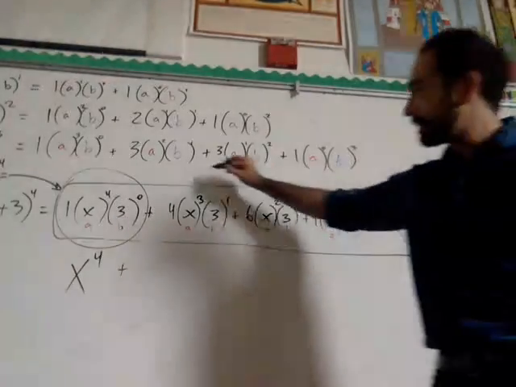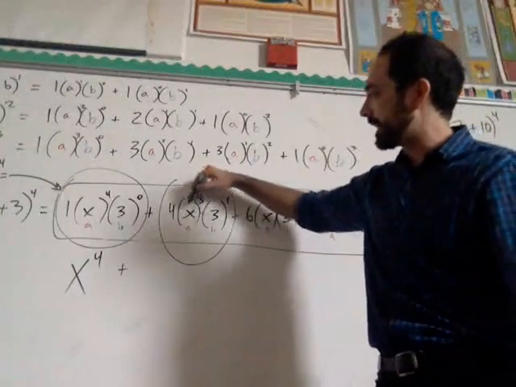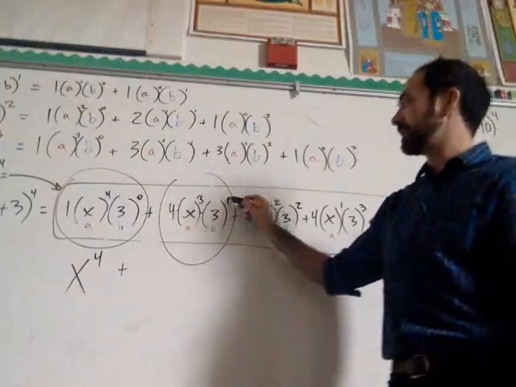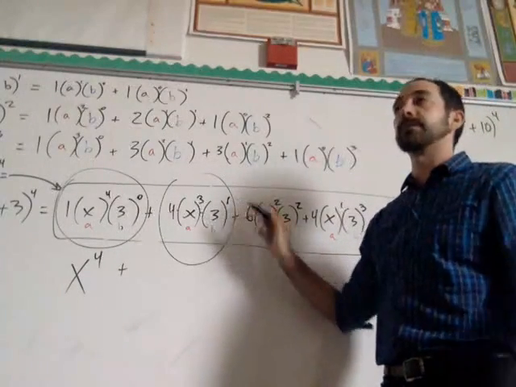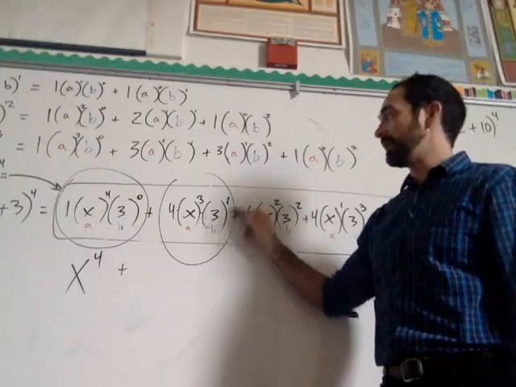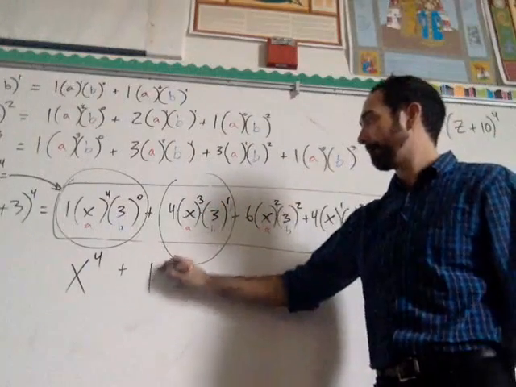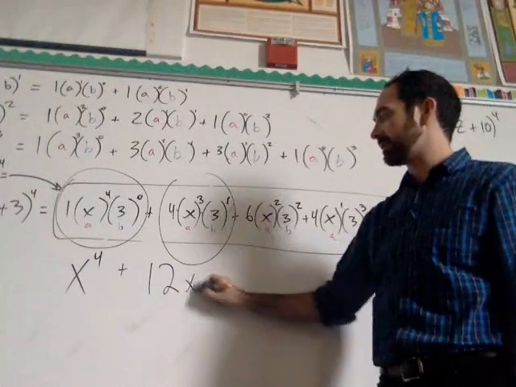All right, next term here, one at a time. All these are multiplied together. So as long as you see this 1 is applying to the 3, 3 to the first is 3. 3 times 4 is 12. X to the third power is X to the third power.